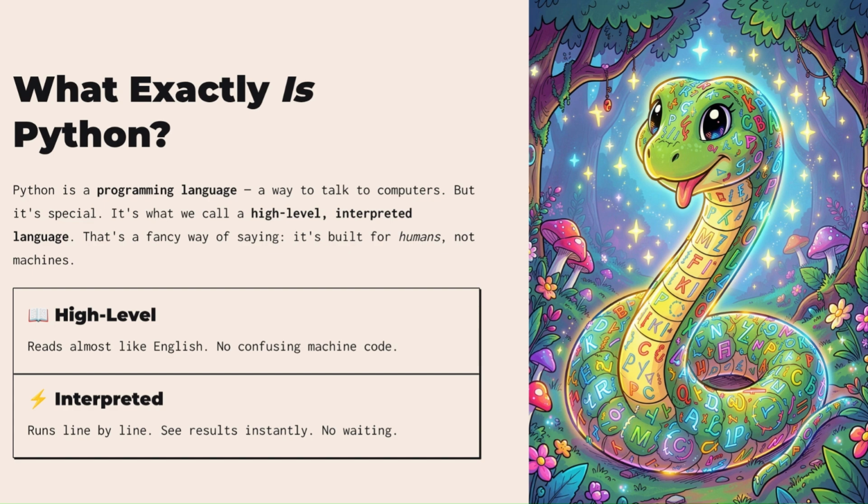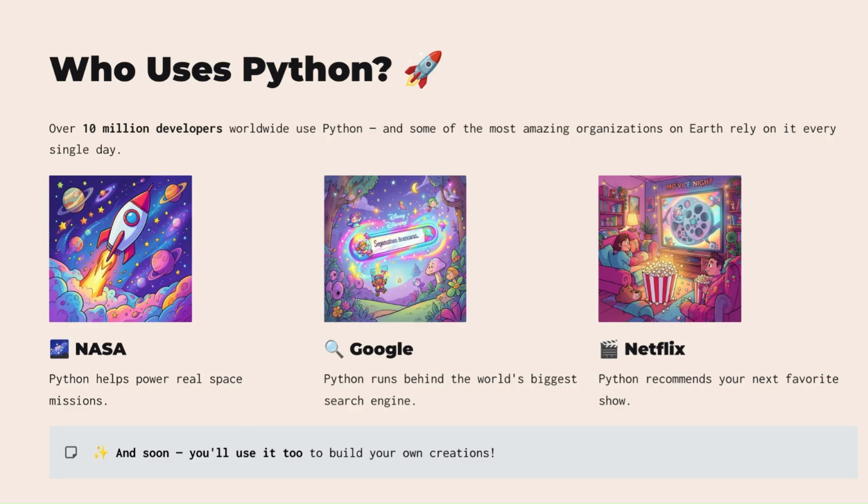You write a line, you run it, you see results instantly. No complicated setup. No long waiting times. This is why over 10 million developers worldwide use Python. NASA uses it for space missions. Google uses it for search. Netflix uses it to recommend shows. And soon you'll use it to build your own creations.